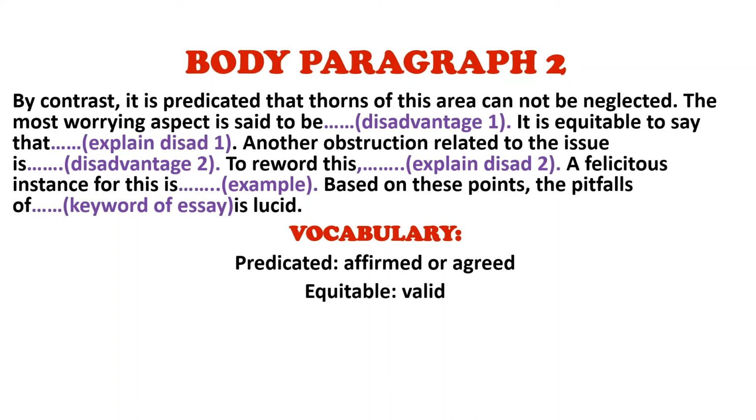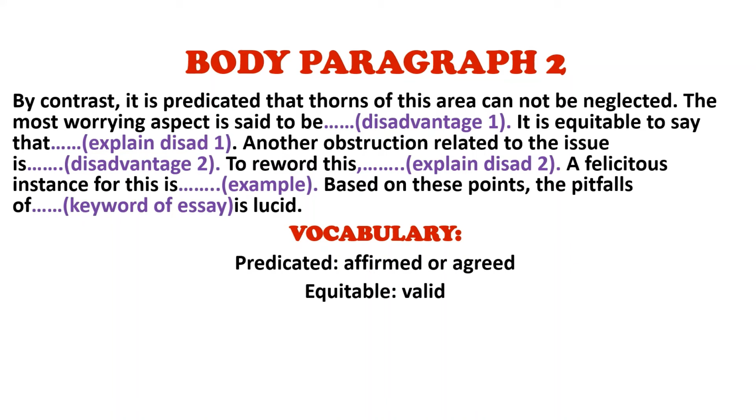The most worrying aspect is said to be your first disadvantage. Whatever you think is the first disadvantage, you are going to write that. So the most worrying aspect is said to be something. It is equitable to say that, means it is valid, it is acceptable, it is true to say that. You will explain your disadvantage 1.